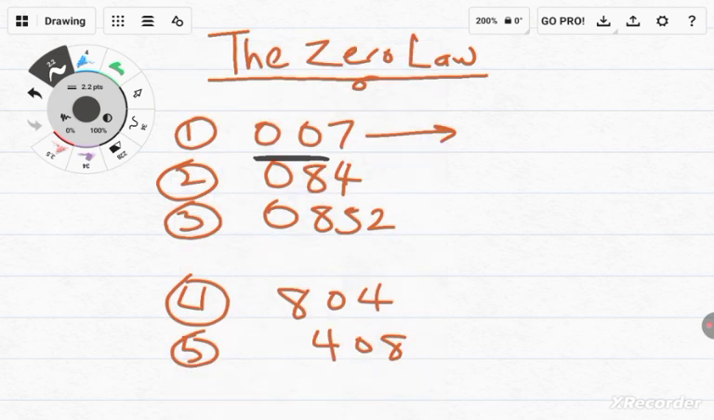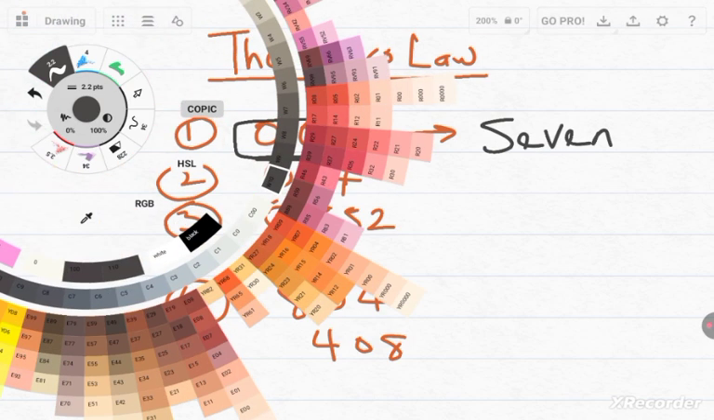So if you look at this question 007, it means that this set of zeros is not counted. So what is the only number we have? We have 7. So if I want to write this in words, what would this be? This would be 7. That's it in words.